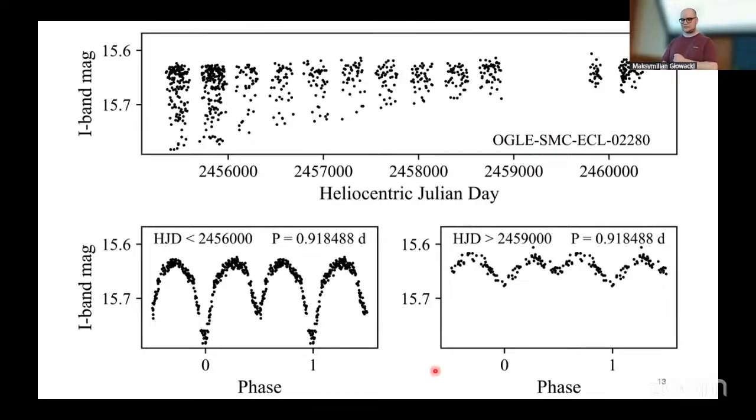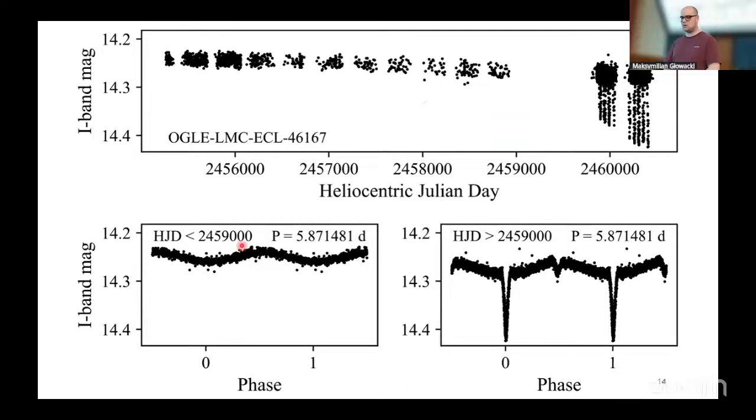This is an eclipsing variable from the SMC. And here we see on the light curve that the amplitude decreases greatly. If we look at the phase folded light curve from this part, or actually not this part, but this part of the light curve, we see clearly the eclipsing behavior. However, if we focus only on the remaining part at the end, we see no more eclipses. However, the ellipsoidal variability remains.